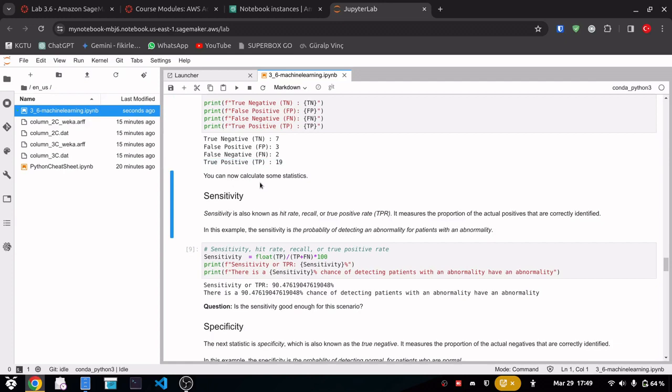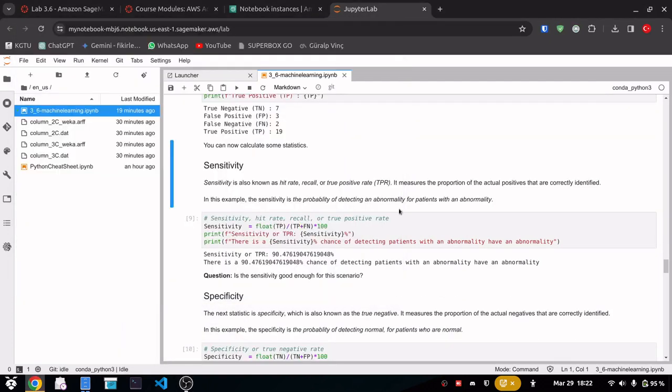You can now calculate some statistics. For example, the sensitivity is also known as hit rate, recall, or true positive rate. It measures the proportion of the actual positives that are correctly identified. In this example, the sensitivity is the probability of detecting an abnormality for patients with an abnormality.